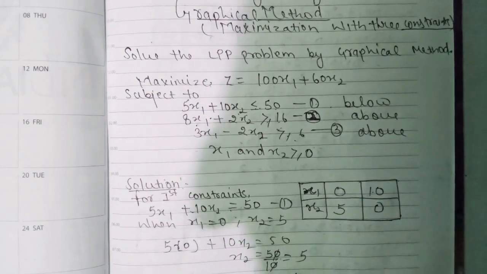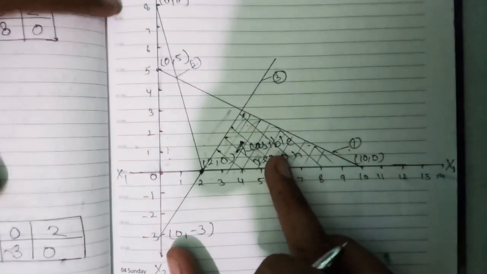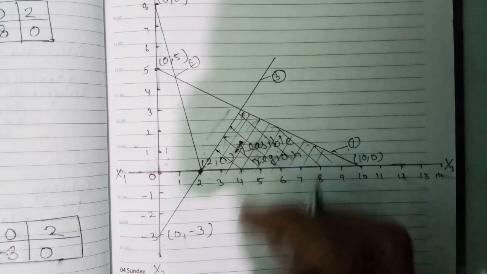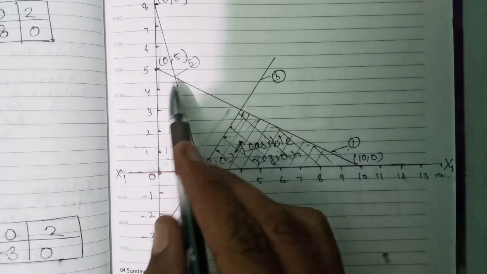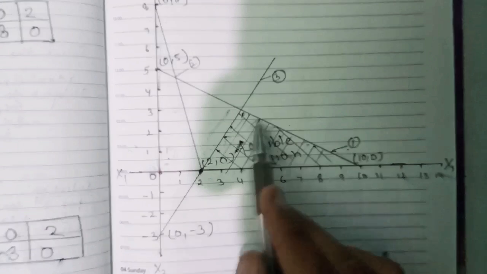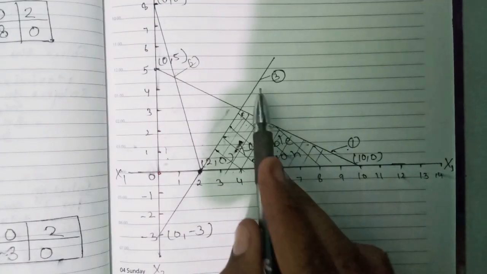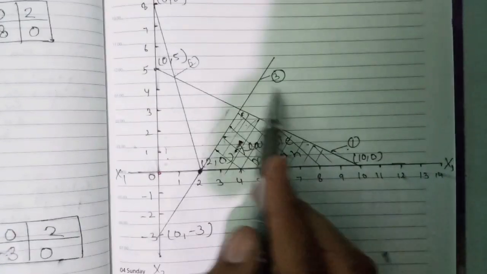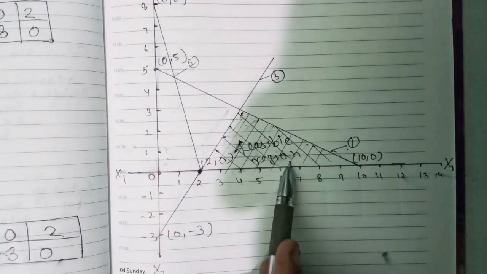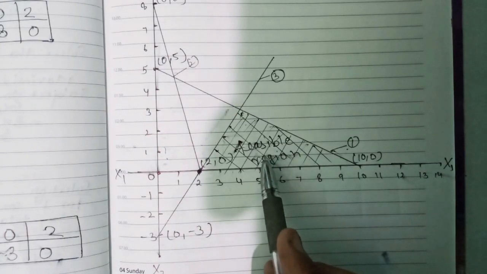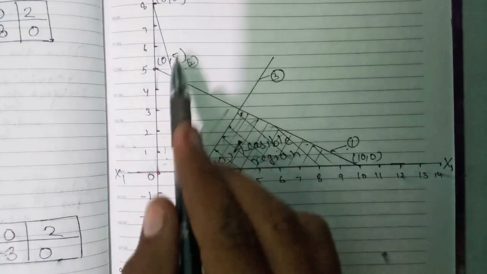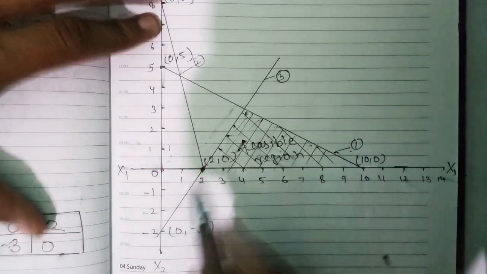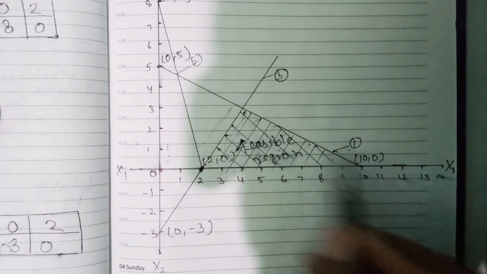So let's see our feasible region. This is our feasible region because for the first constraint our feasible region is below the line. For the second constraint our feasible region is above the line. And for the third constraint also above the line is our feasible region. So this is below and this is above. I say feasible region because this is common to all three constraints.